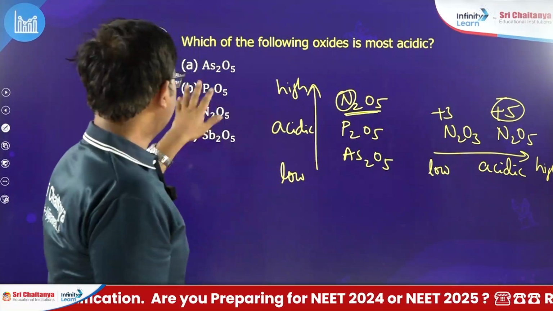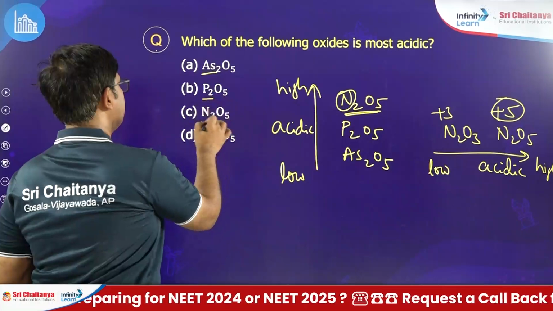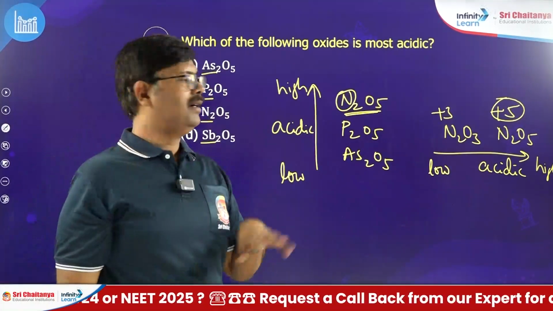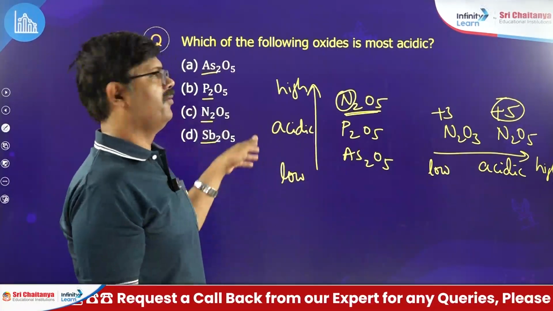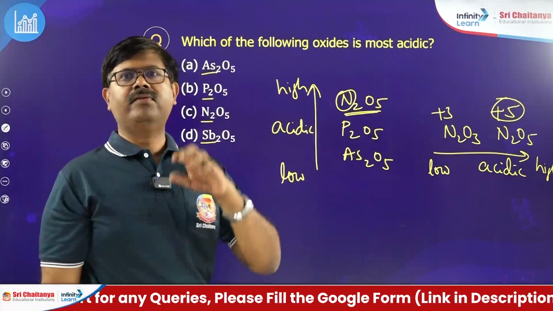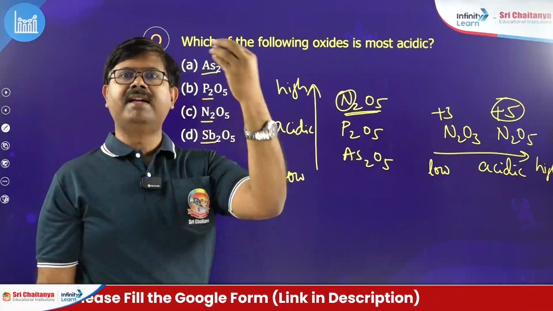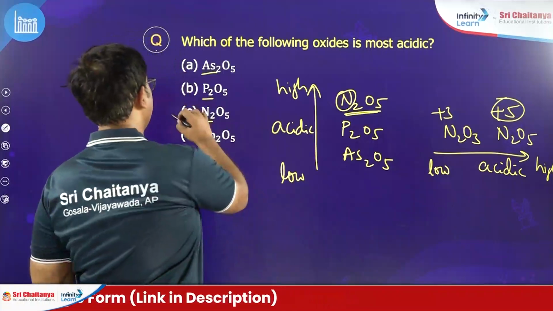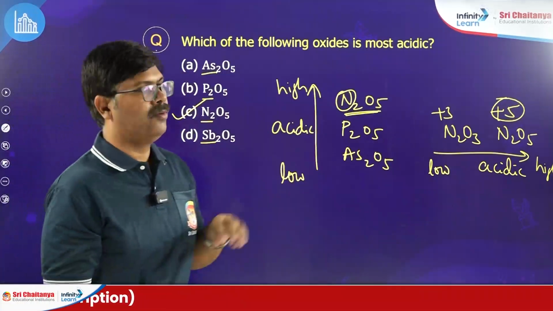Okay. Now if you look at this question, here the central element is varying, and along the group it is varying. Nitrogen, phosphorus, arsenic, antimony. In a group it is varying. Therefore, the smaller the size, the higher the acidic nature. So N2O5 is the better acid among them.